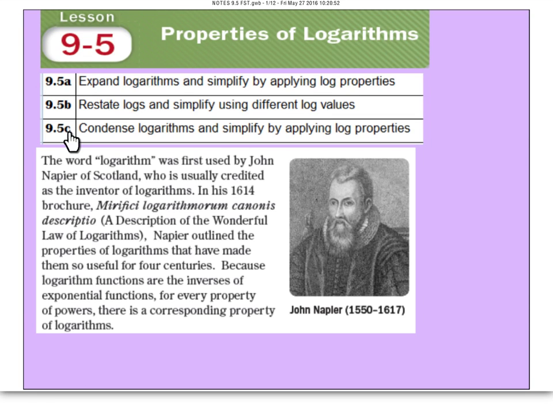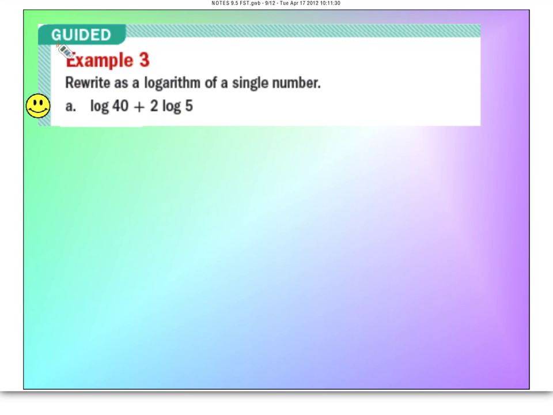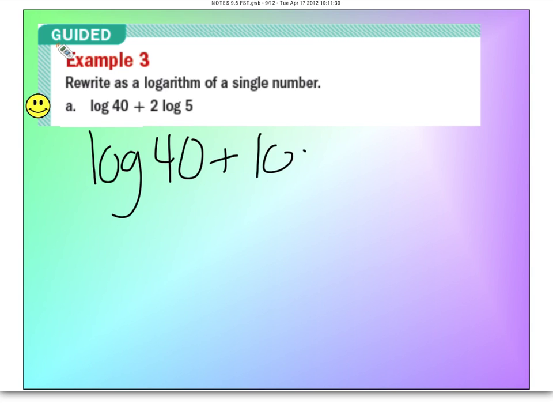Now in Learning Objective C, we're going to switch gears and condense the logarithms by applying the properties of logs. What they want us to do here is rewrite this as a logarithm of a single number. When you first see this, one of the things you want to do is clear out any of the numbers and make them exponents. So 2 can become an exponent, so I'm going to rewrite this as log. By the way, it looks like we have base 10, plus log of 5 squared.